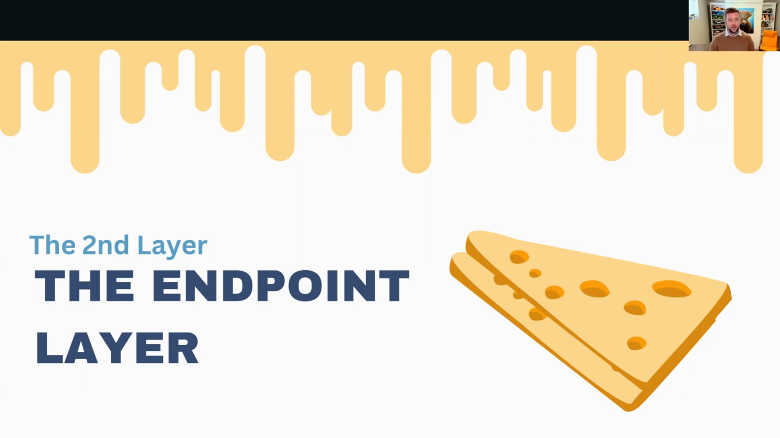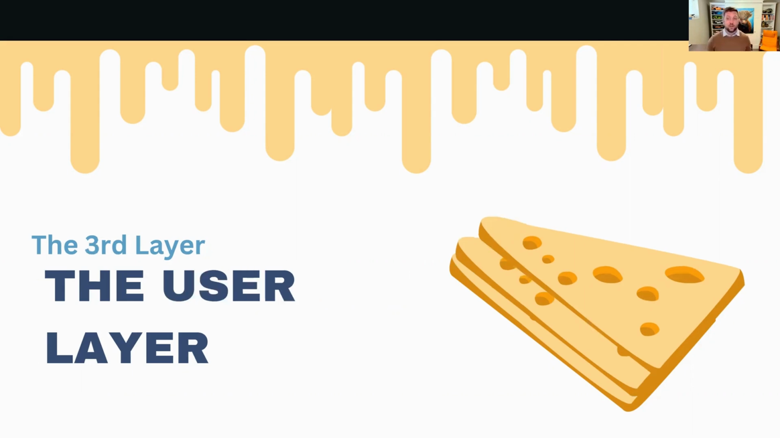Now, one other thing to think about when we're looking at endpoints, and it ties in with our next layer, is things like USB devices. Do we have a policy in place? And if needed, do we have restrictions on what can and can't be done with a USB storage device? For example, there are tools that we can use to make it so that you can't plug a USB drive into a computer and copy information onto it. This ties in with our third layer, which is the user layer.